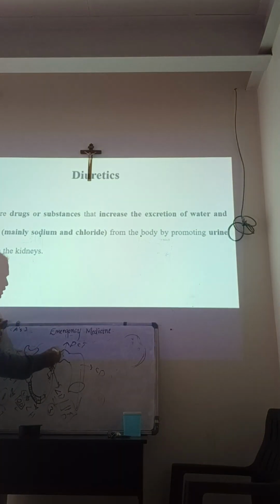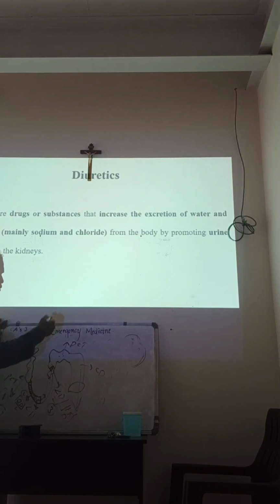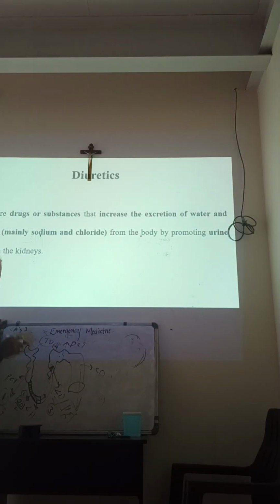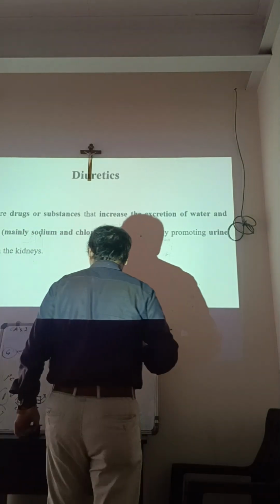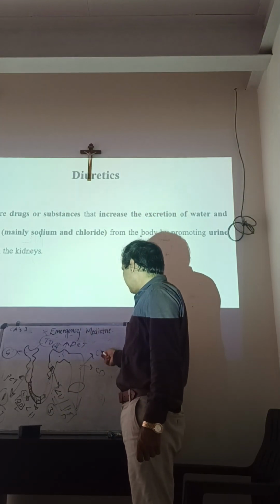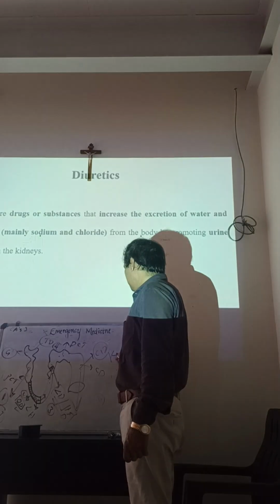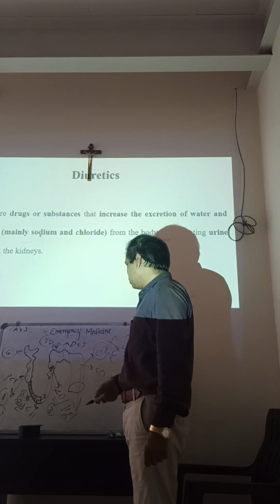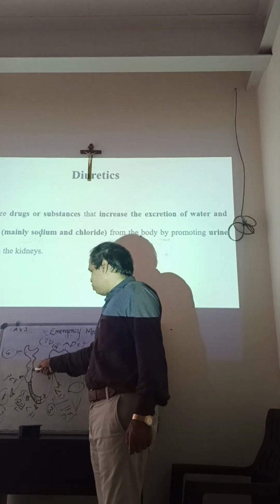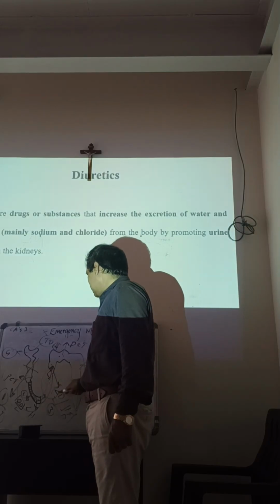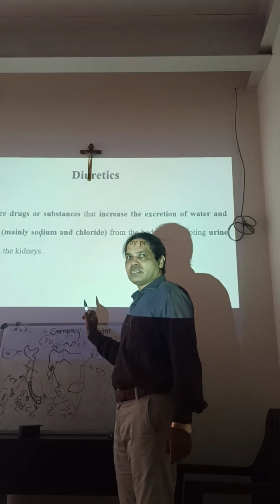Some drugs act at the DCT to prevent sodium reabsorption. They are called thiazide diuretics. This is not there for you. This is point number 4. And there is a class of drugs that can act at the collecting duct. They are called potassium sparing diuretics. That is also not there for you. So point number 1 is not there, 2 is there, 3 is there, and 4 and 5 are not there.